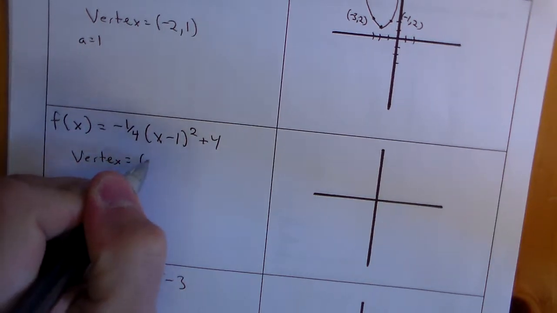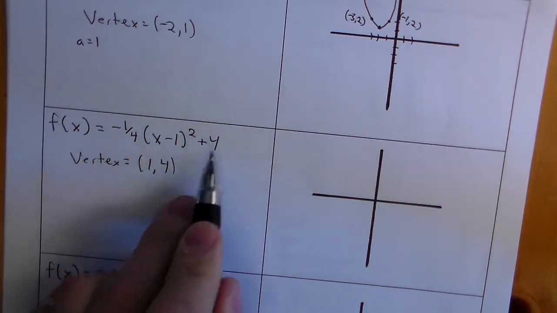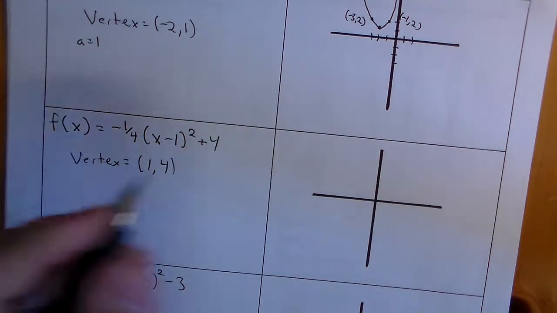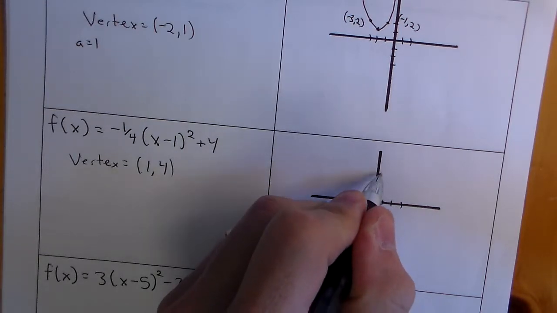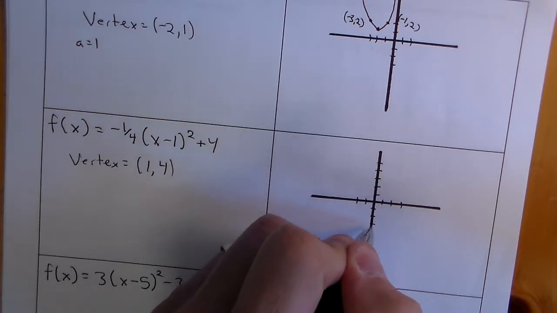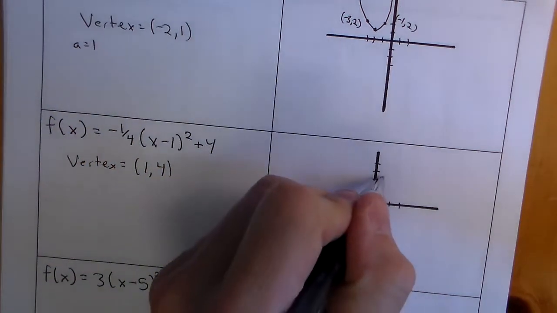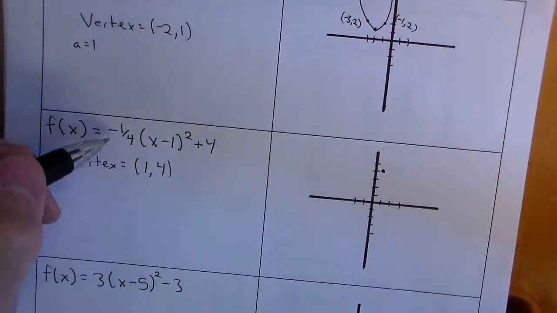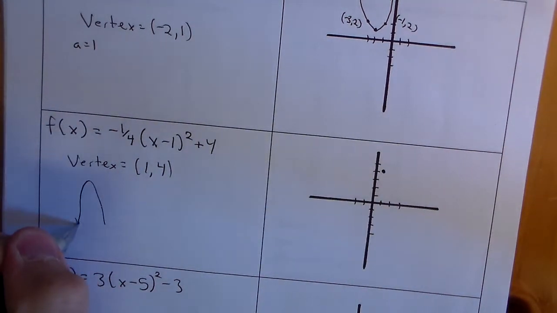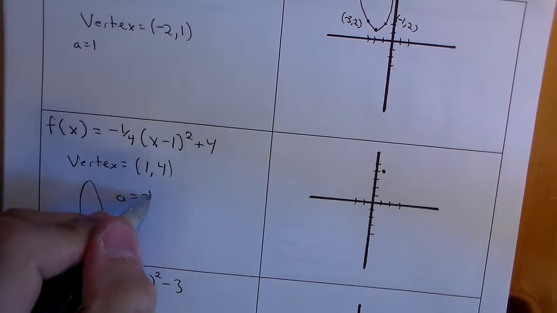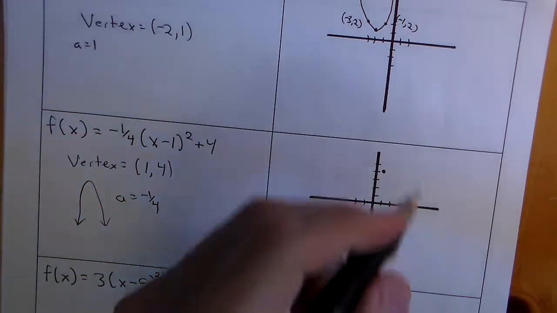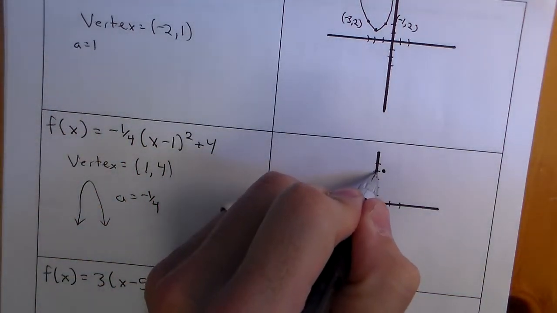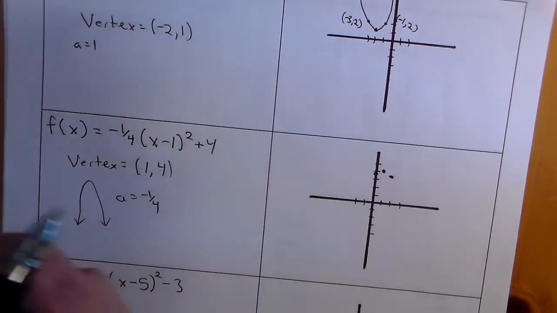Vertex is going to be 1, 4. Change the sign, keep it. So let's find that point. So 1, 4 puts us about here. Now a negative 1/4 tells us it's opening down, and the a value being negative 1/4 means we're going to go about 1/4 of a unit to either side. Now it's an approximation in this sketch, so I'm just going to say it's about right there and right here.